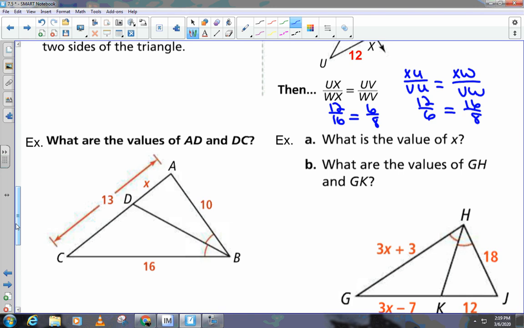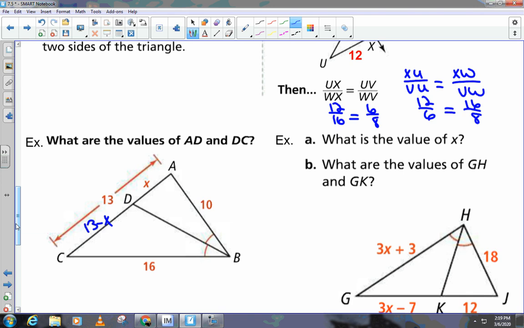If this is x, and this whole thing is 13, this is what's left. When you have something that's left, what do you do? Subtract. Right? If this is x, the whole thing is 13, this is 13 minus x. Okay? All right. So this is my angle bisector.